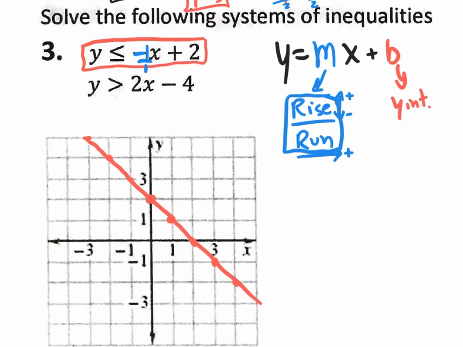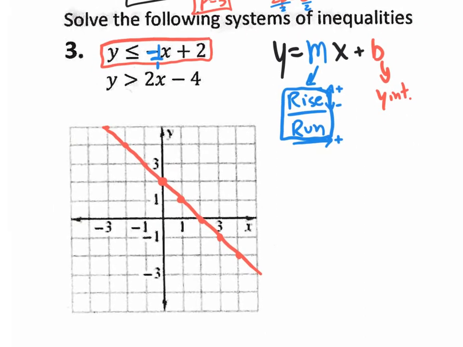Now we still need to shade. See, the thing with inequalities, it's always talking about an area of answers, not just one answer. So the answers are either on this side or on this side. So how do we determine that? Plugging in a point and checking if it works.